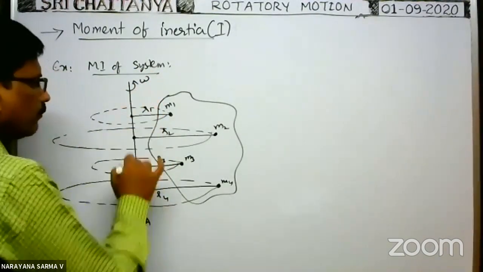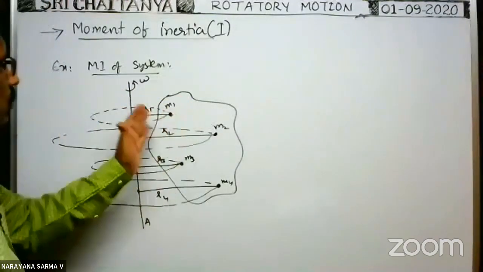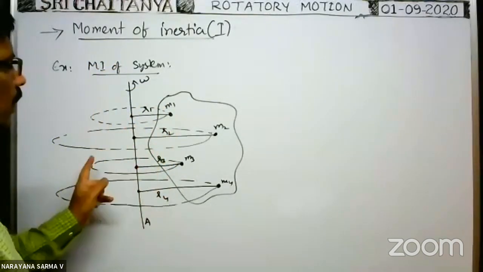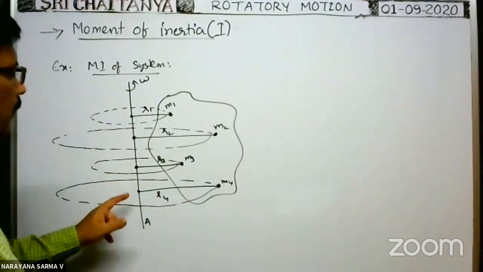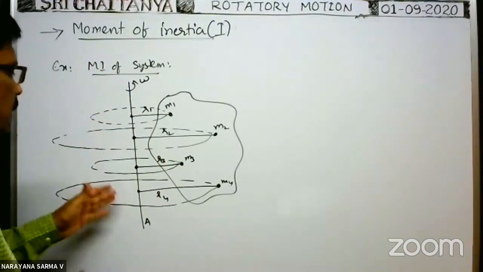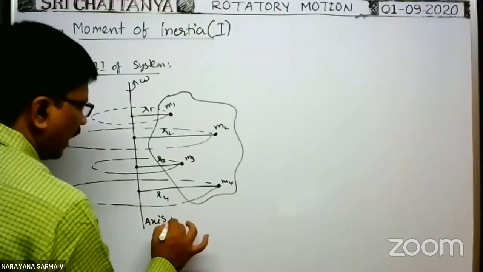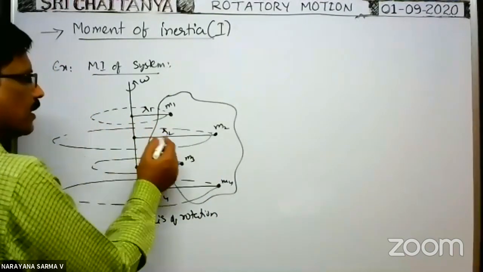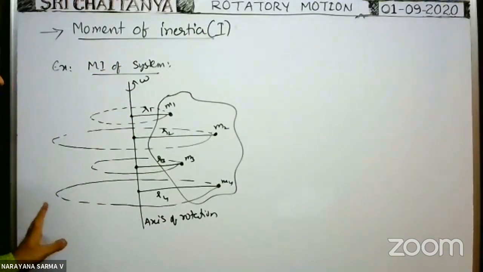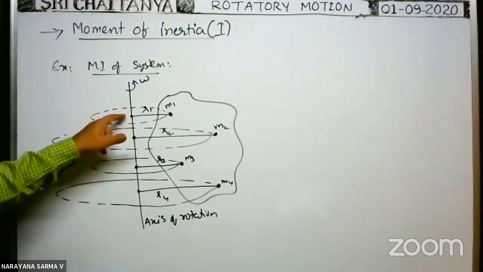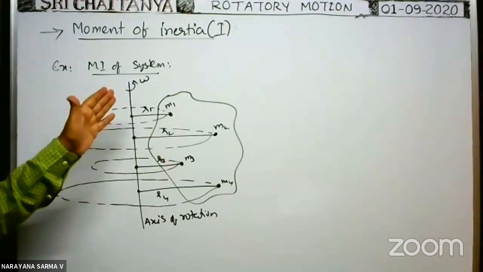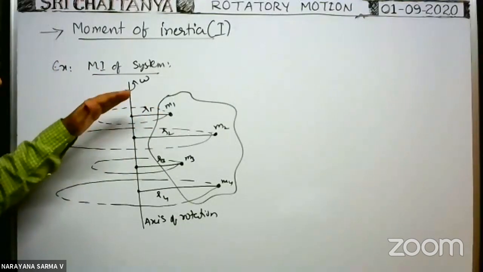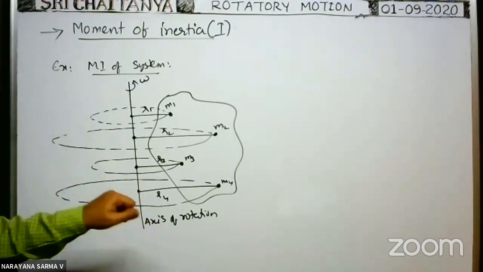Whenever the body is in rotating motion like this about this axis, each and every particle moves along a circular path. The centers of the circular paths of all the particles in the body lie on the same line, which is called the axis of rotation. And the planes of the circular paths of all the particles are perpendicular to this axis of rotation. Such a line, on which the centers of all circular paths lie and which is perpendicular to the planes of the circular paths, is called the axis of rotation.